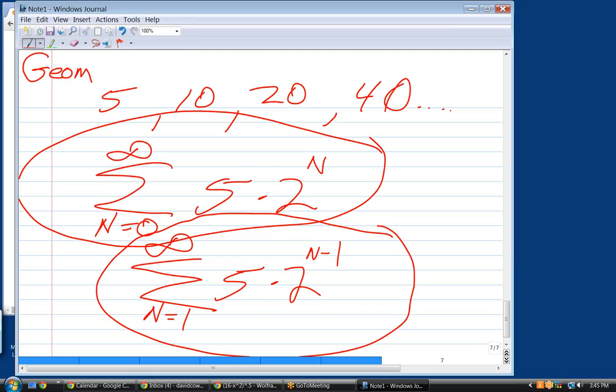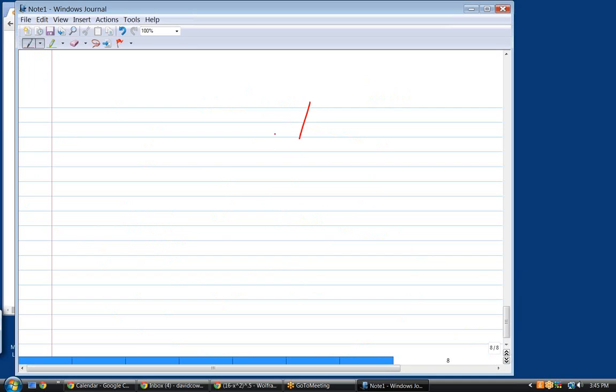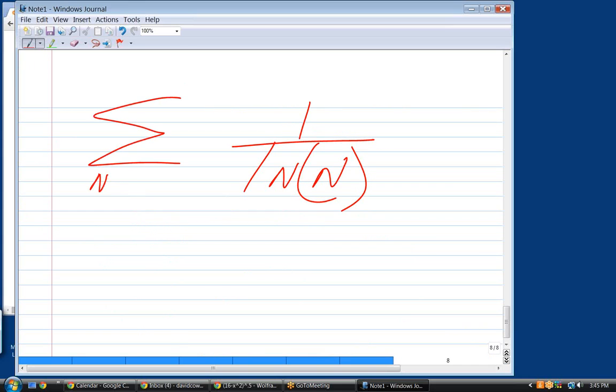Where n starts is kind of based on the function. In other words, if I had a function like log of n, where would n have to start? N would have to start at 2, because the log of 1 is 0, and I'd be dividing by 0. So there's no way I could start at 1. I'd have to start it at 2. So that's usually determined by the type of function you have. In other words, you can't have any of your terms being infinite.